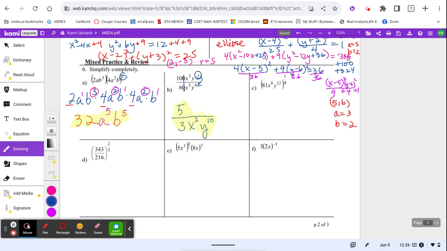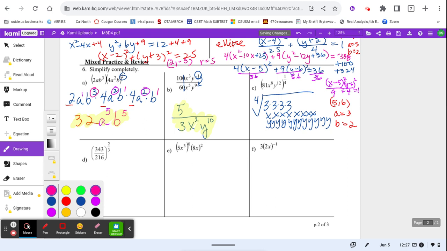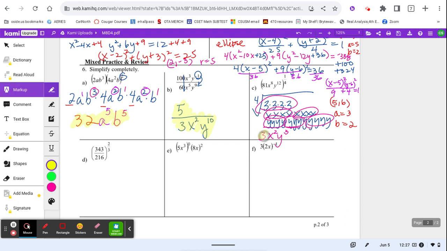All right, next one says to the power of 1/4. Remember that anything to a fractional exponent could be done either Tia or Tehani's style. So 81, if I break this up, is 3 times 3 times 3 times 3. And notice I'm looking for groups of 4. X's, I've got 8. Notice those groups of 4. And Y's, here I go circling. I can take out a 3. I can take out an x squared. 1, 2, 3. I can take out a y to the third. And there's my final result, my simplification.